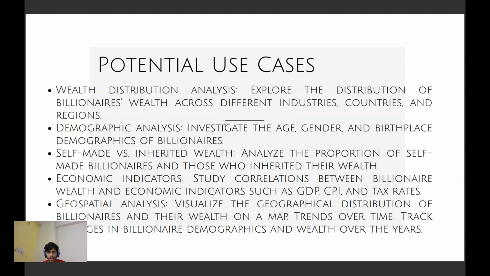Next, we'll have economic indicators, where we study the correlation between billionaire wealth and economic indicators such as GDP, CPI, and tax rates, and geospatial analysis. Here, we'll be using the geographical distribution of billionaires and their wealth on a map, with trends over time. So let me dive into the coding part.